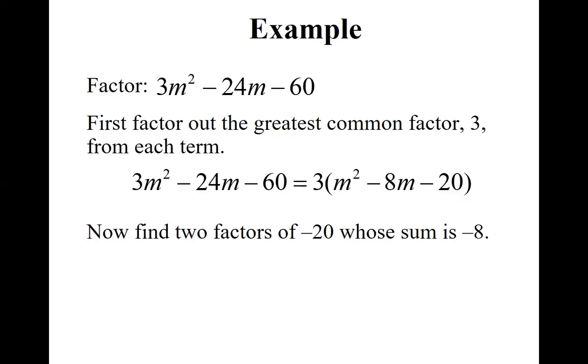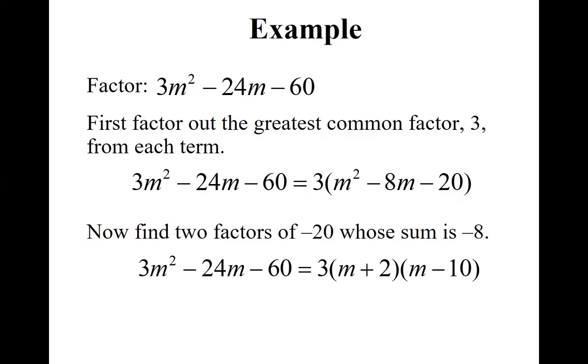We need negative 8. 10 and 2. 10 and negative 2 is positive 8, but if we switch it, negative 10 and positive 2, that is negative 8. So negative 10 and positive 2 are the numbers that we put in our parentheses along with our m's.